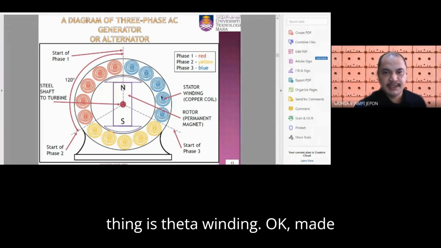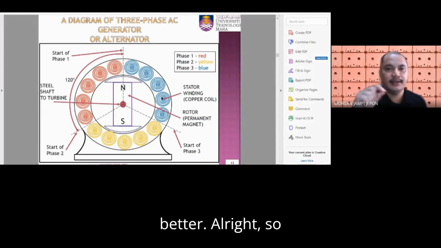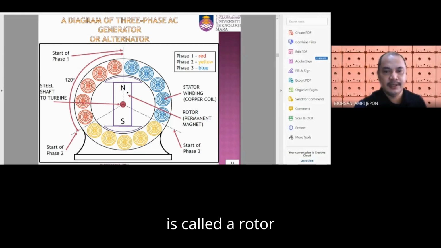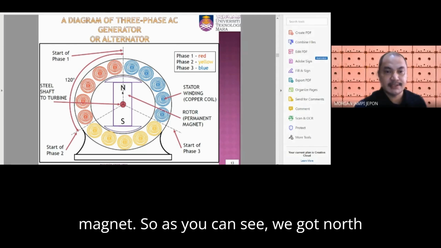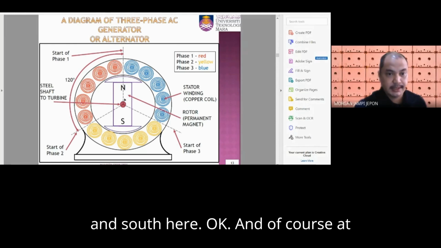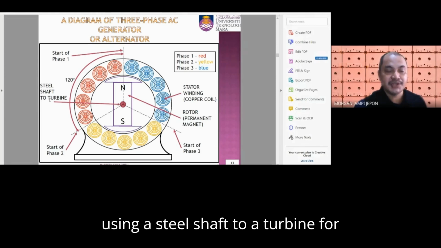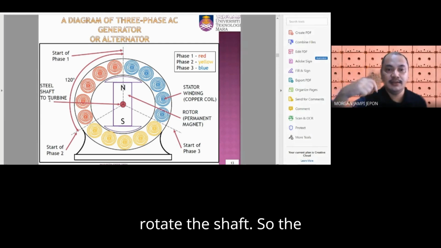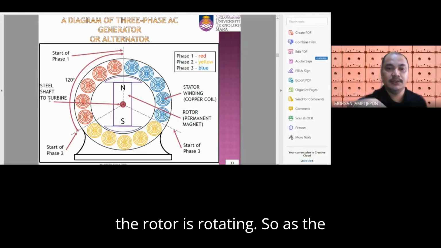This is the stator winding, made of copper coil. More copper coil is better. So this is the stator, and at the middle is the rotor, and this rotor is made of permanent magnet. As you can see, we got north and south here. The middle is connected by a steel shaft to a turbine, for example. We use the turbine to rotate the shaft. The shaft is connected to the rotor, and so the rotor is rotating.